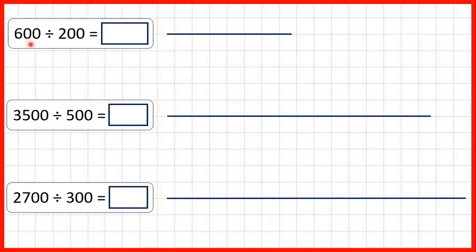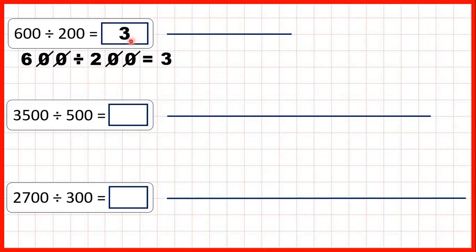Now for these questions, we're dividing a multiple of 100 by a multiple of 100. First, we have 600 divided by 200. Now when we have division questions with end zeros in both the dividend and the divisor, what we can do is cancel those end zeros. So 600 divided by 200 will give us the same answer as 6 divided by 2, so that's 3.